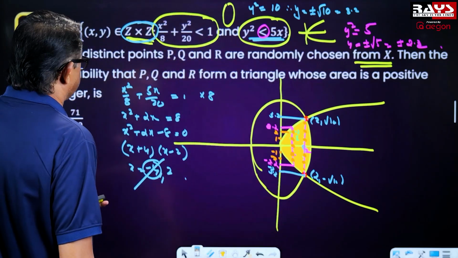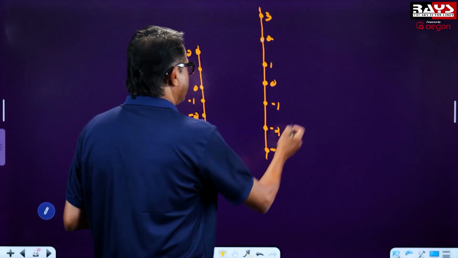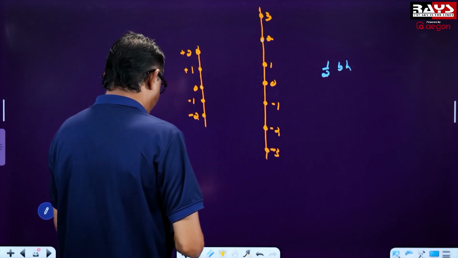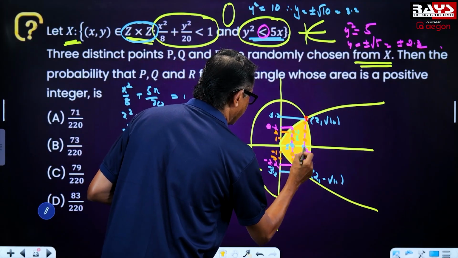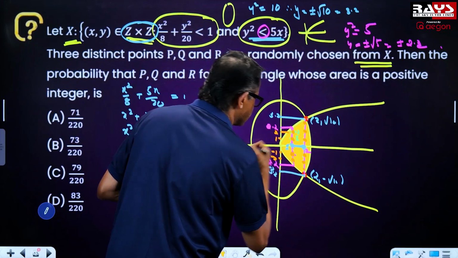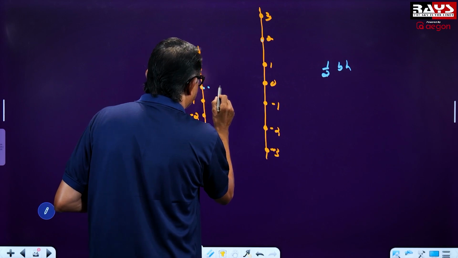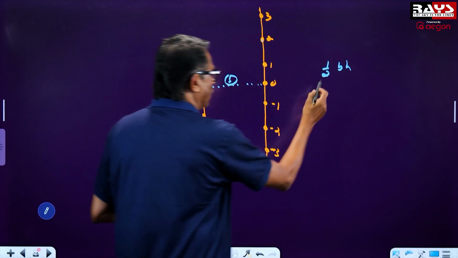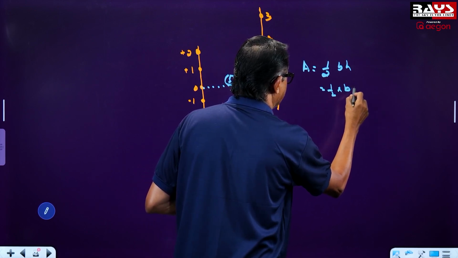So now let us see, what is the area? Area of a triangle is half BH. And what is the distance between these 2 points? This is 1 and this is 2. So what is the difference between these two? It is 1. So if you form a triangle, this distance is 1. So over here the area is equal to half into base into height.